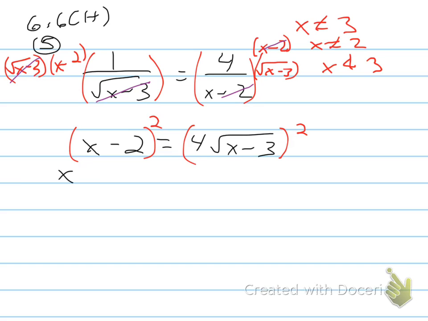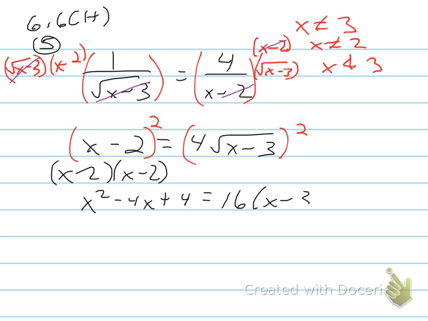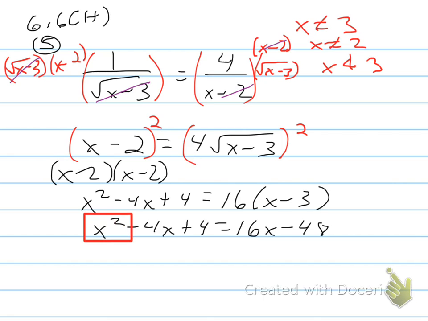On the left side, this is x minus 2 times x minus 2. And when I multiply that, I'll get x squared minus 4x plus 4. On the right side, I get 16 times x minus 3. So x squared minus 4x plus 4 equals 16x minus 48. Now I've got a quadratic, so I need to get it equal to 0. Subtracting 16x and adding 48, we'll get the right side equals 0.